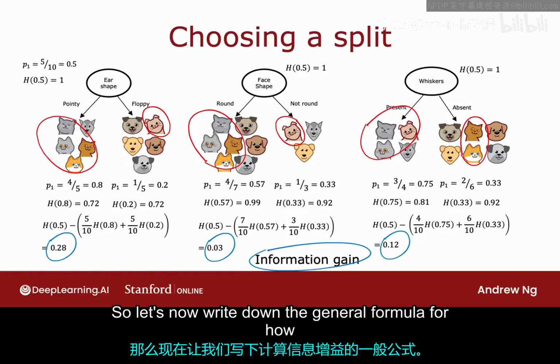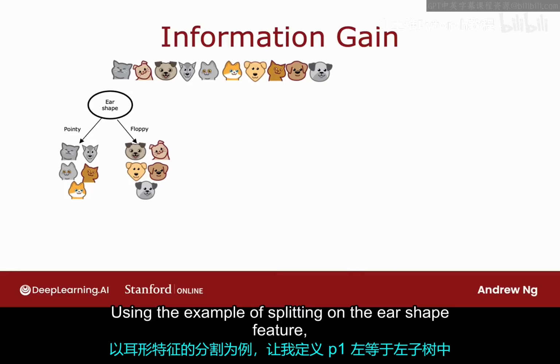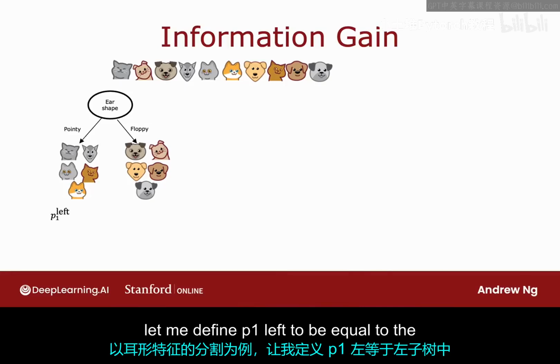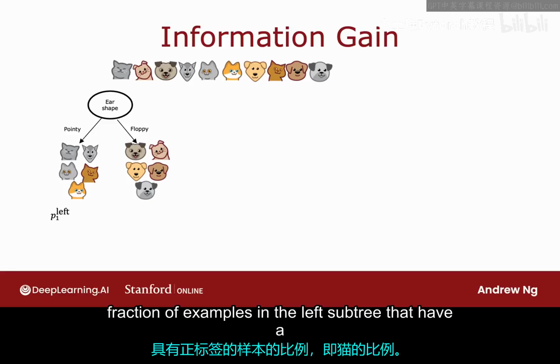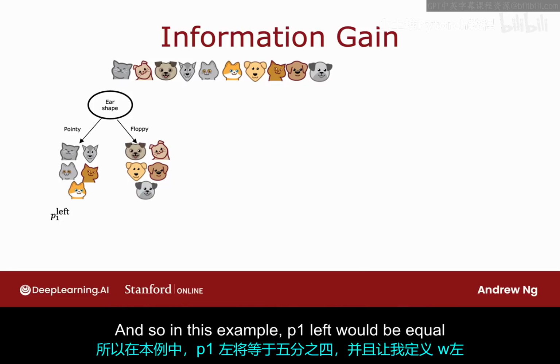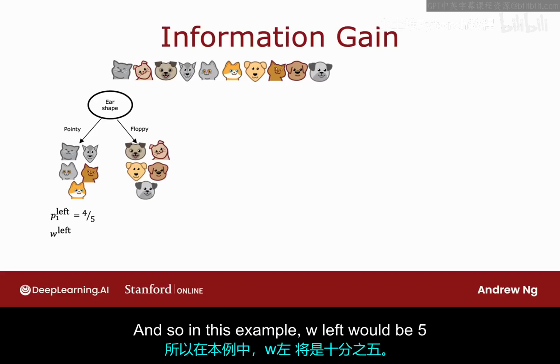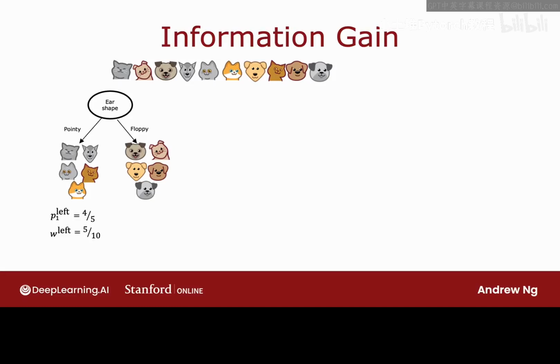So let's now write down the general formula for how to compute information gain. Using the example of splitting on the ear shape feature, let me define P1 left to be equal to the fraction of examples in the left subtree that have a positive label, that are cats. And so in this example, P1 left would be equal to 4/5. And also let me define W left to be the fraction of examples out of all the examples of the root node that went to the left sub-branch. And so in this example, W left would be 5/10.